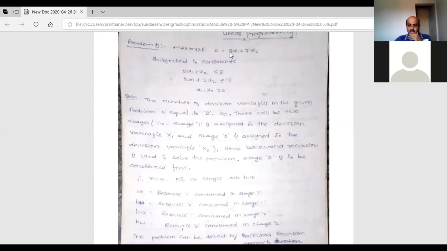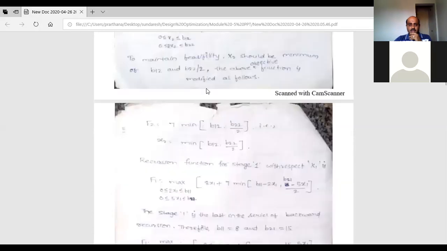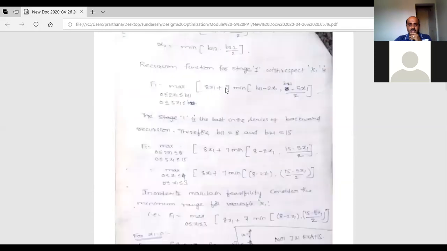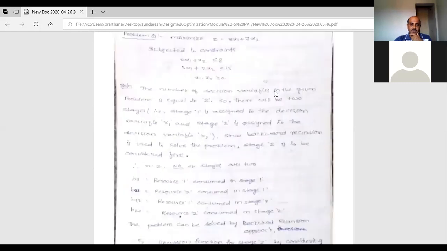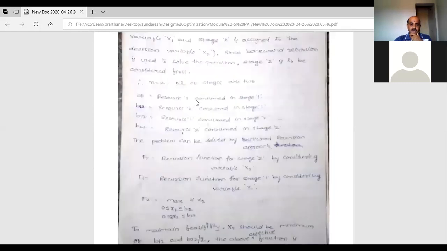This expression I will write: max of 8x1. You can see here 8x1 plus 7. That's stage 2, where you have sub-optimized. Stage 2, 7 minimum of b11 minus 2x1. Why I am writing b11 minus 2x1 over here is, see, b11 is the resource consumed in stage 1. So resource 1 consumed in stage 1.